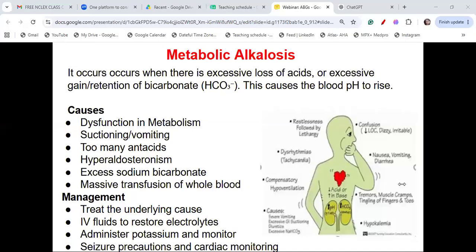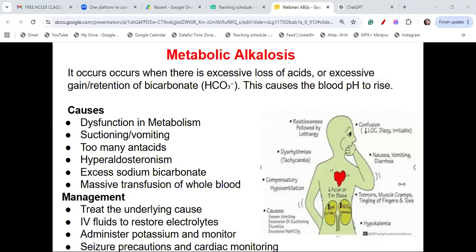In addition, you can give IV fluids to restore electrolytes such as normal saline and even potassium chloride. You can administer potassium, and remember, for potassium, you have to monitor the patient keenly on a cardiac monitor so that you detect any arrhythmias that may arise. And then lastly, you need to institute seizure precautions. Let the patient also be on a cardiac monitor. So the management, as I've said, just depends on what is causing this metabolic alkalosis.